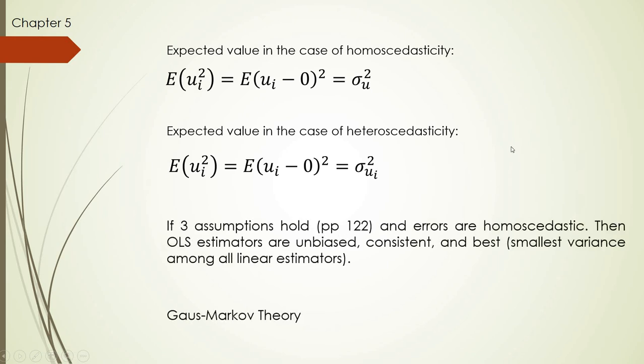So, if the third assumption holds and errors are homoscedastic, then OLS estimators are unbiased, consistent, and best, which means smallest variance among all linear estimators. So, only if the three assumptions that we talked about are satisfied, and also the assumption about homoscedasticity is satisfied, then we can say that we have a model which is BLUE, best linear unbiased estimator. In the case of a heteroscedastic model, we need to do the correction, White's correction, using heteroscedasticity robust errors.